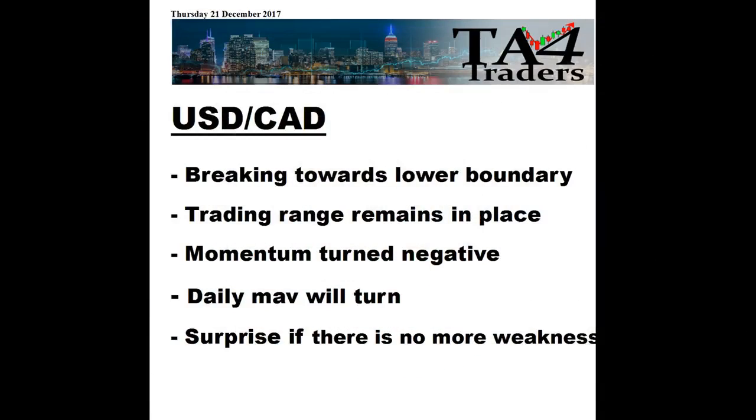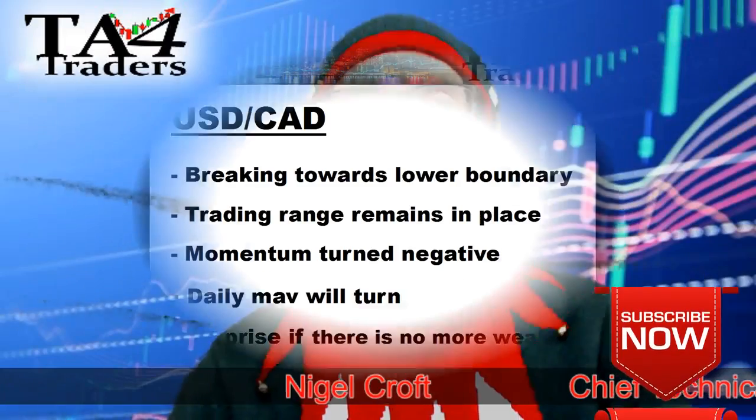So that's been TA for traders, having a look at the loonie foreign currency cross, which is the US dollar versus the Canadian dollar. The key takeaways from the video should be we're breaking towards the lower boundary. The trading range does remain in place. Momentum has turned negative. The daily moving averages will turn, and there'll be a surprise if there was not more downside weakness for the dollar.